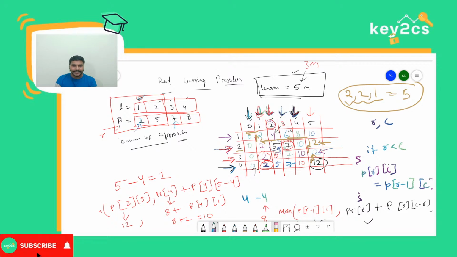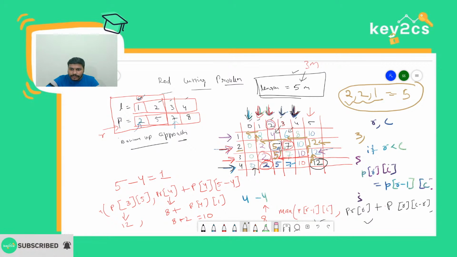If you go with current value 12, in that case you would say a 3 meter length rod was taken, so you would decrease 3 from 5. So you would reach here, at 2 meter. That means you have taken a 3 meter rod. Then if you see now here, this 5 and this 5 are same, so you have copied it from the previous one, so you would move up now again.